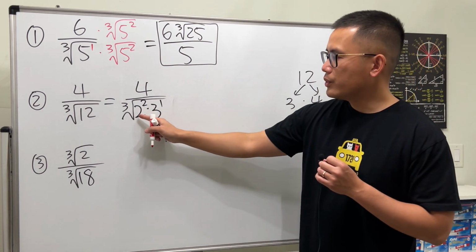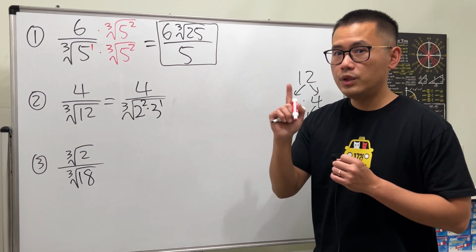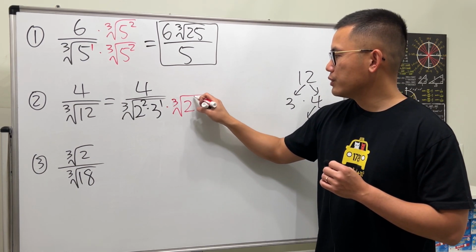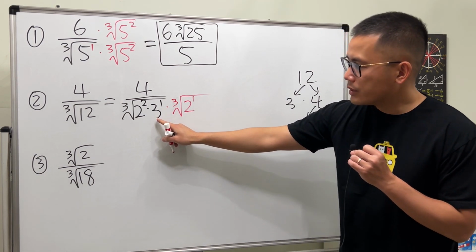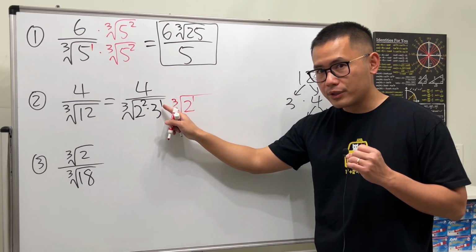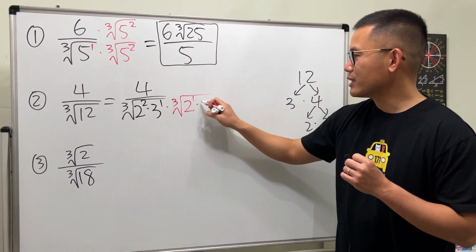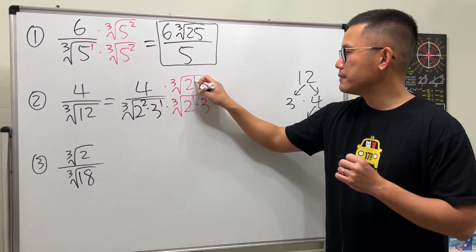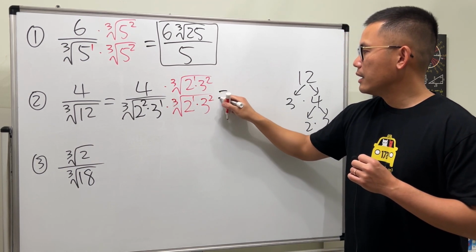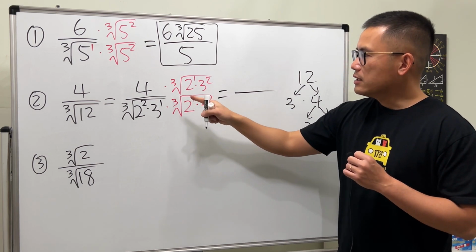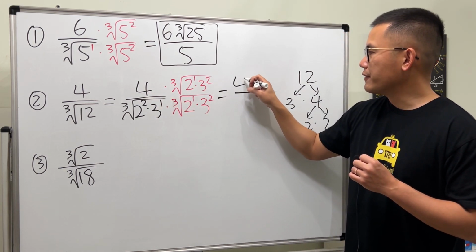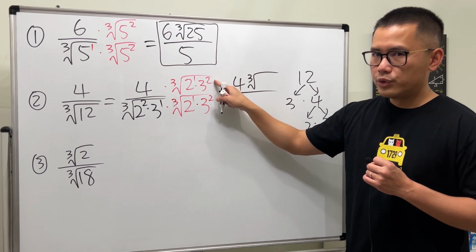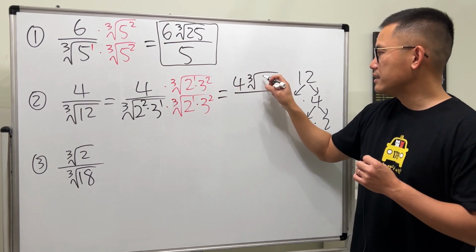Now, for the 2, we have 2 powers already, so we need 1 more. So let's multiply by the cube root of 2 to the first power. And for the 3, we have 1 power only, we need 2 more. So multiply by 3 to the second power. And do the same thing on the top. Okay, on the top, I'm just going to have the 4 and then cube root of 3 squared, which is 9, times 2, which is 18.